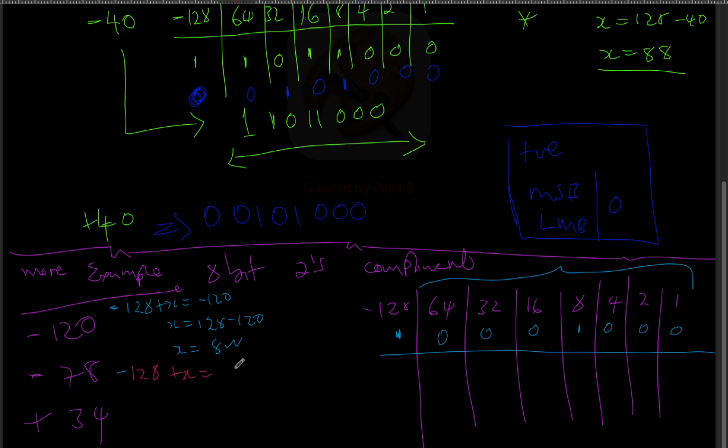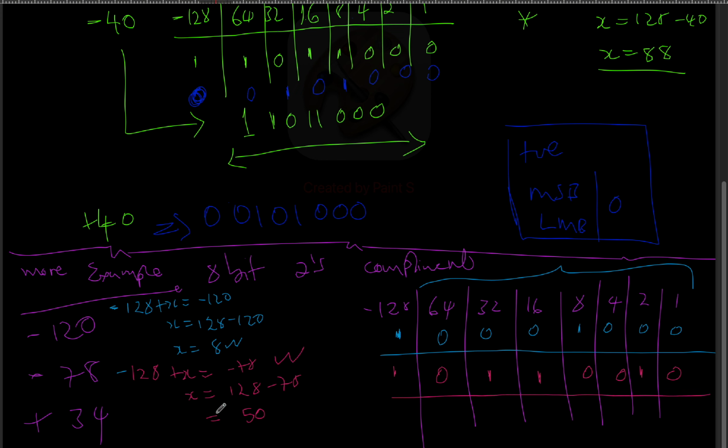Negative 128 plus x is equal to negative 78. So my x is now equal to 128 less 78, which is going to give me a 50. So I definitely need this, and I also need a 50. So I'll get 32. 32 plus 16 is going to give me a 48. So definitely I need this. 48 plus 2 now gives me a 50. Everything else becomes zeros. That's basically how I solve this.